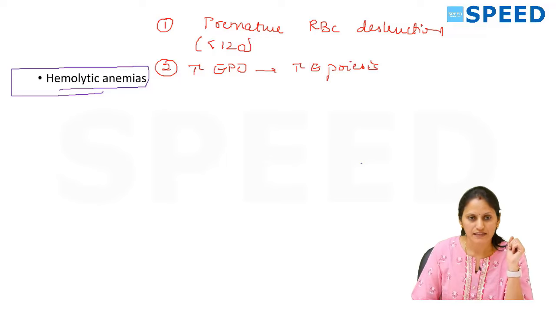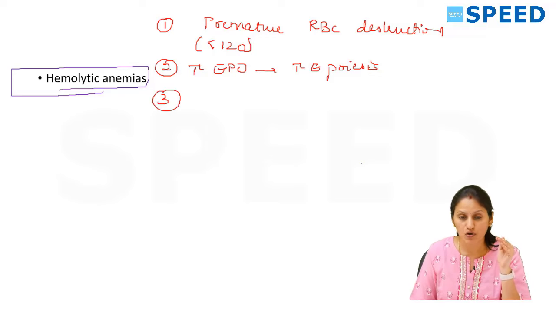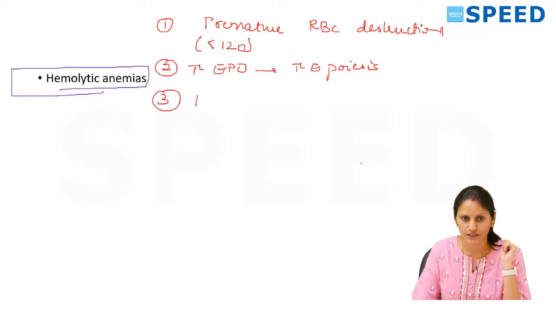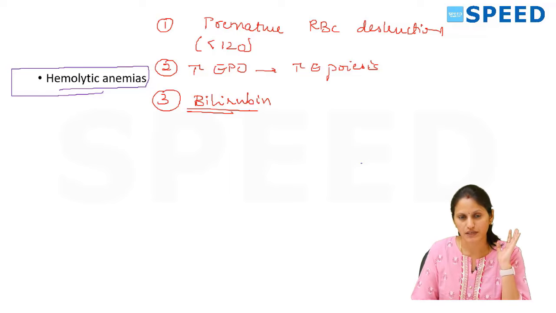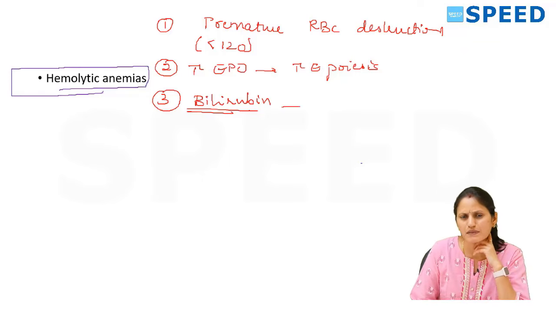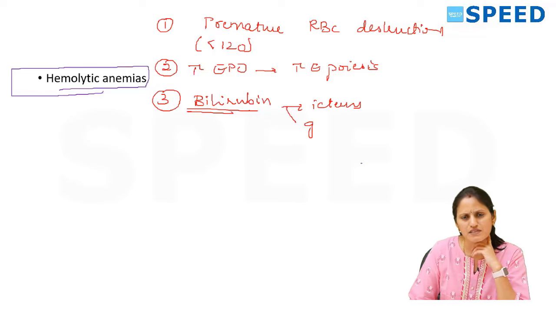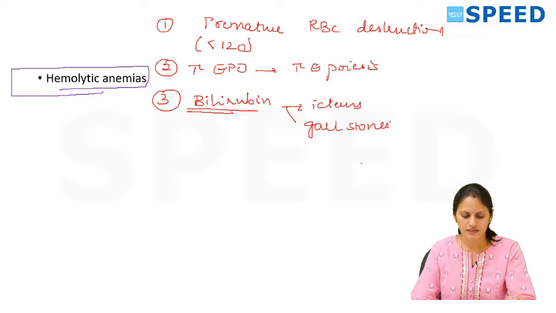And then the third one is, there should be increased hemoglobin catabolites like bilirubin. Hemoglobin breakdown products like bilirubin. So, there should be RBC lysis, a reactionary erythropoietin increase, and increased bilirubin. The bilirubin increase can manifest as icterus. If it is chronic, it can manifest as gallstones. Okay, so all this, fine.